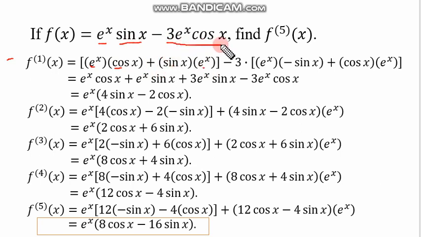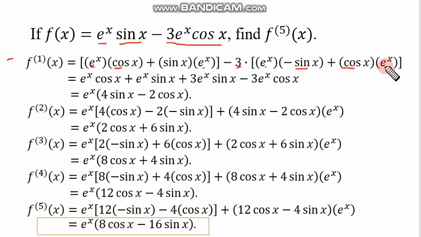Next part is 3e raised to the x cosine x. So constant multiples rule, that's 3 times the derivative of, according to the product rule, e raised to the x times cosine x. That's e raised to the x times the derivative of cosine x, which is negative sine x, plus cosine x times the derivative of e raised to the x, which is itself.